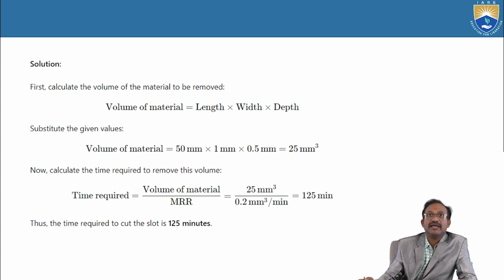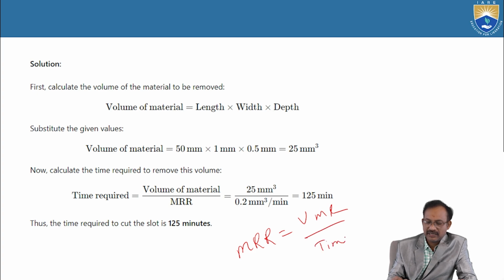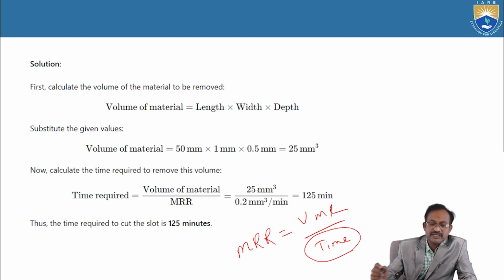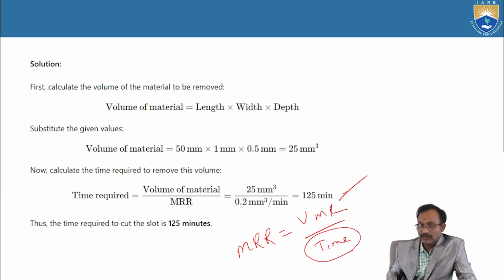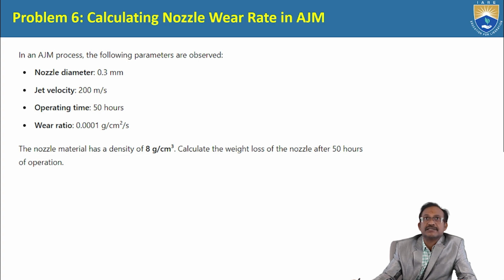So time taken formula would be volume of material by MRR. Why? Because already we know what is MRR, material removal rate: volume of material removed by time taken for machining. So we need time, so that is volume of material removed by MRR. So that it will be 125 minutes. Right.